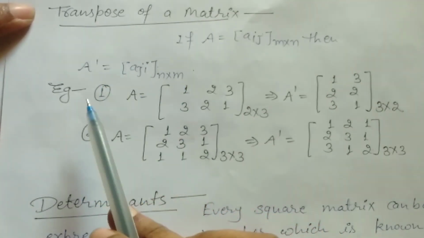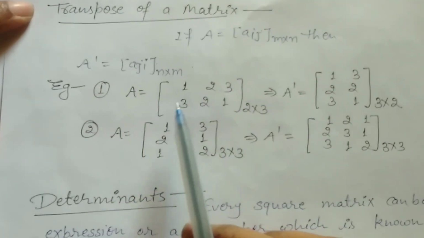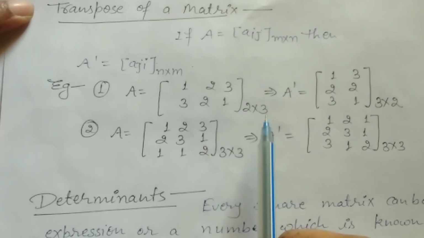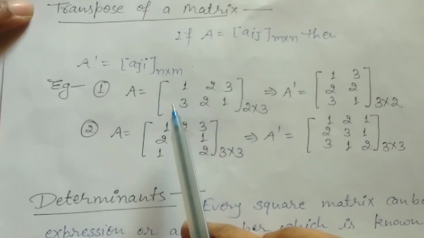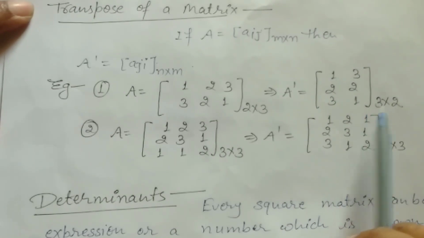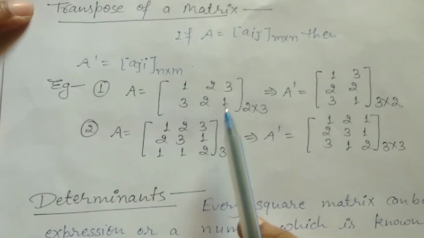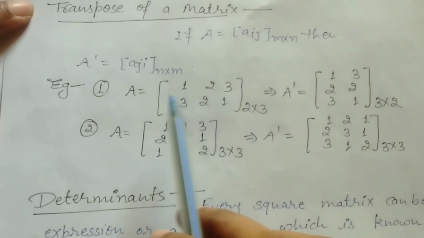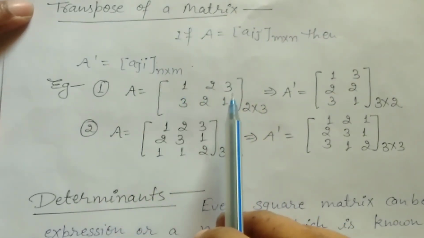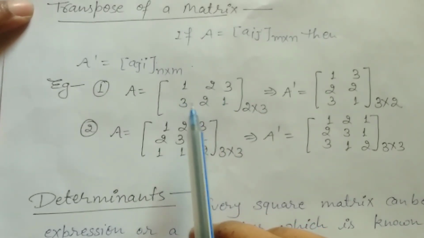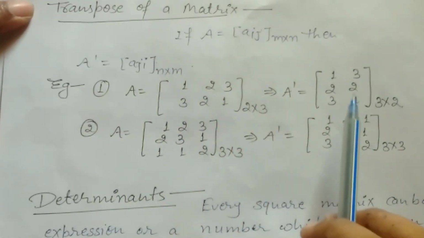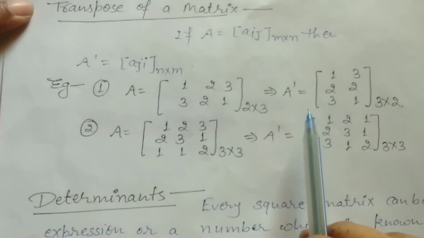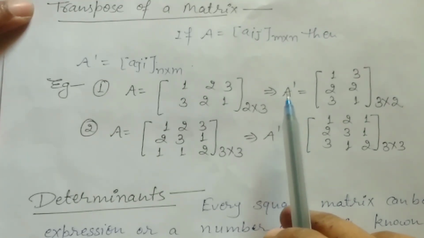Okay, take some examples. Example first. If the given matrix A equals 1, 2, 3, 3, 2, 1, and its order is 2 by 3, then after its transpose, the order of the matrix is 3 by 2. A transpose equals matrix A, where the first row is interchanged with the first column. Similarly, the second row is interchanged with the second column, and we find the transpose matrix, that means A dash. Okay.